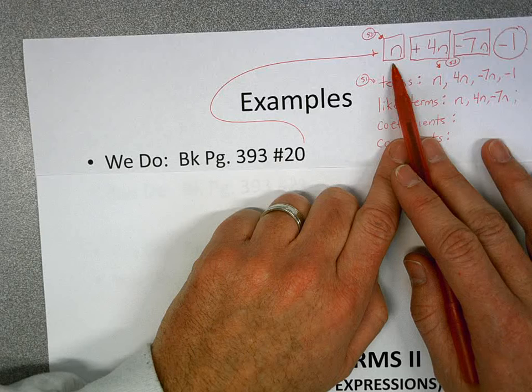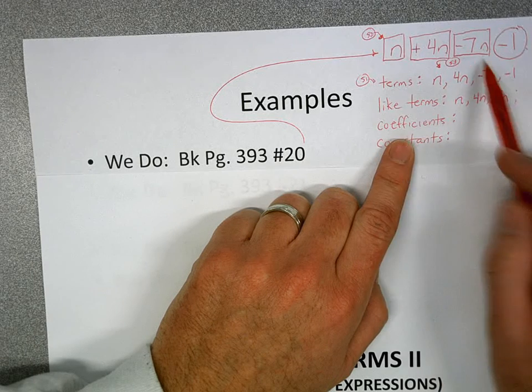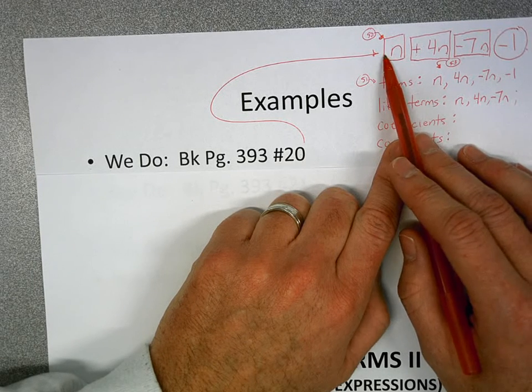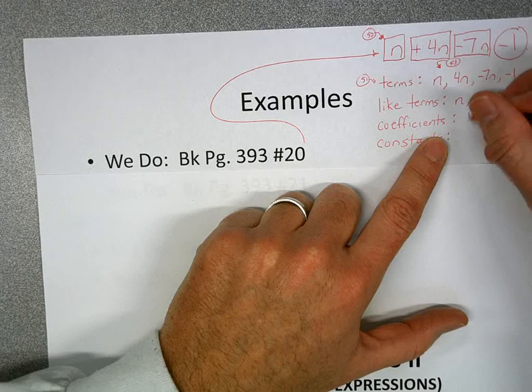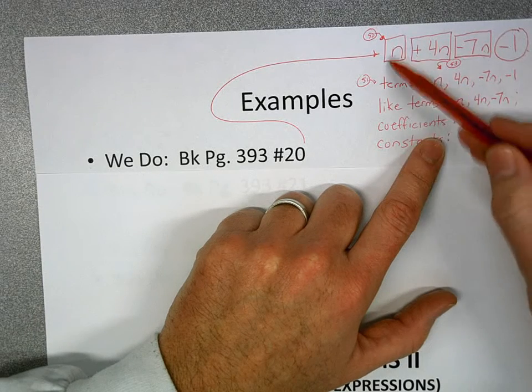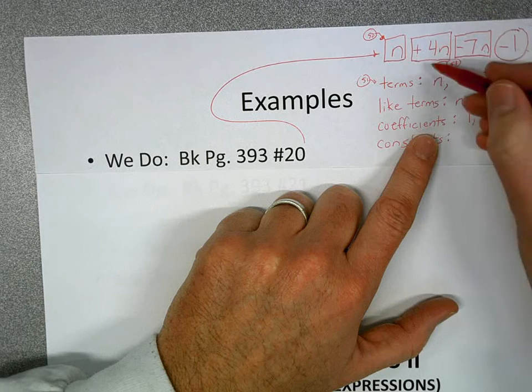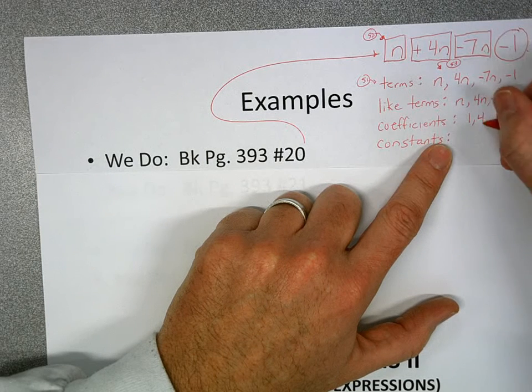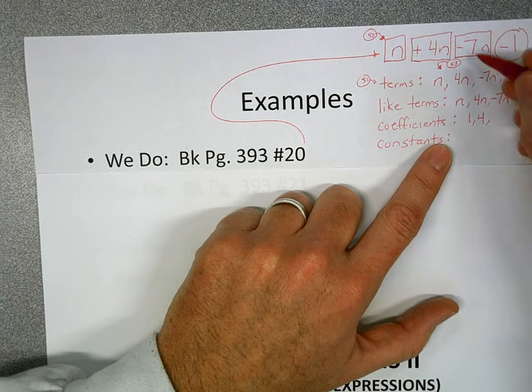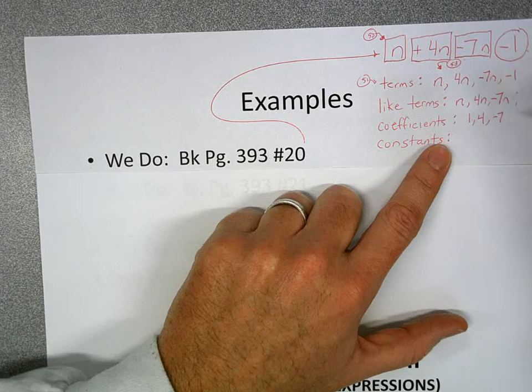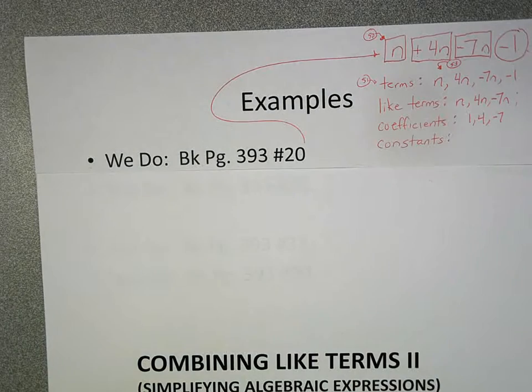I need to write 3 coefficients. In this case, you say, well, there's nothing here. Yes, there is. What is it, guys? A 1. Remember, n or 1n is the same. That coefficient is implied that it's a 1. This one is a 4. And this one is negative 7. Those are our coefficients.